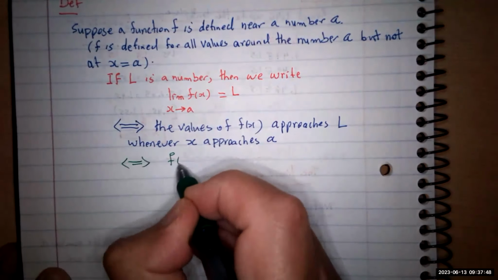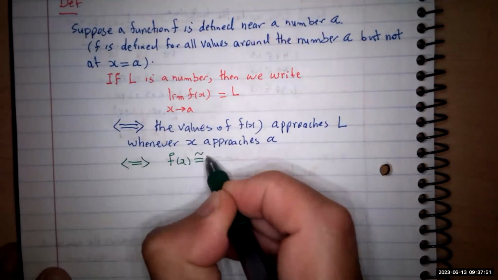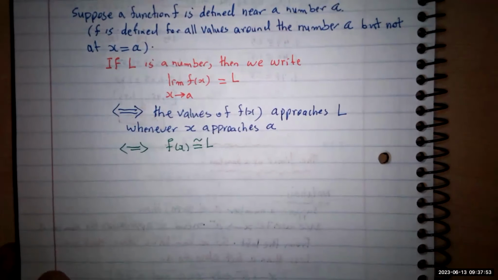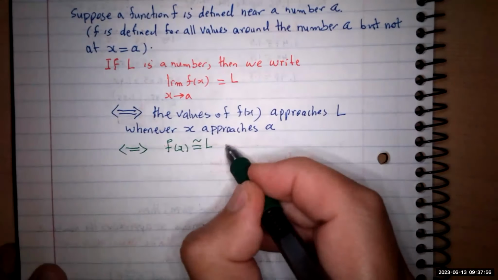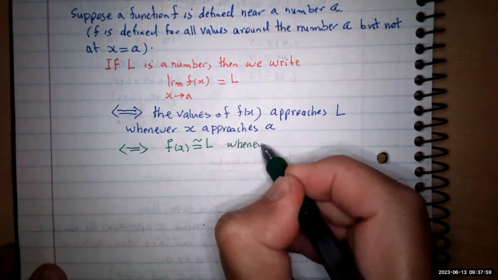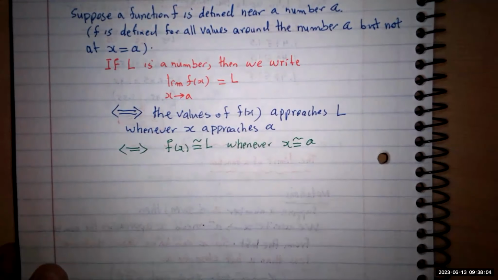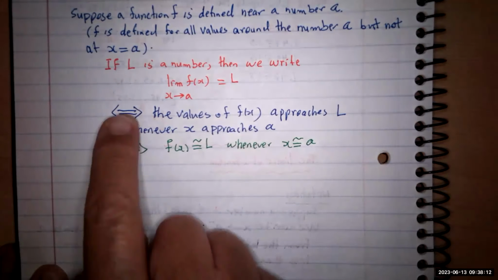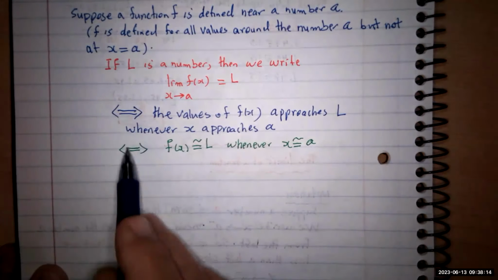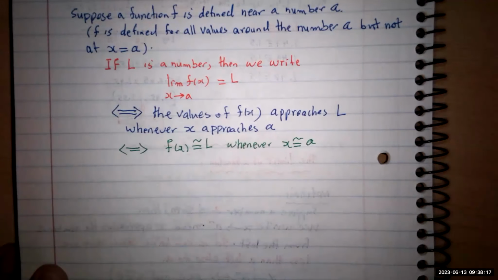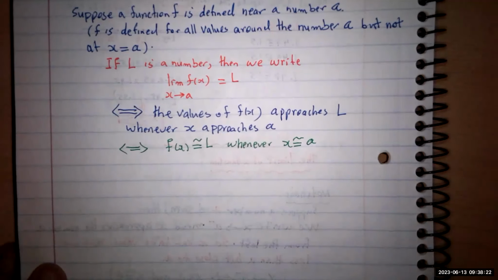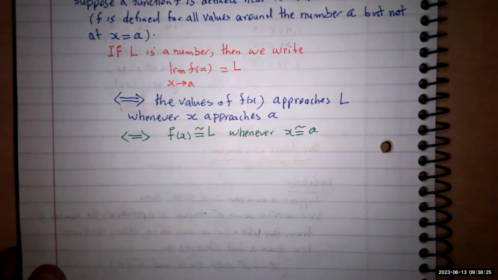In short, this means f of x is approximately equal to L, but f of x can be estimated by L whenever x is estimated by a. Okay, it's a kind of informal definition that we have. Two arrows means if and only if. So this means equivalent. They are going to be the same. Okay, this is very informal.